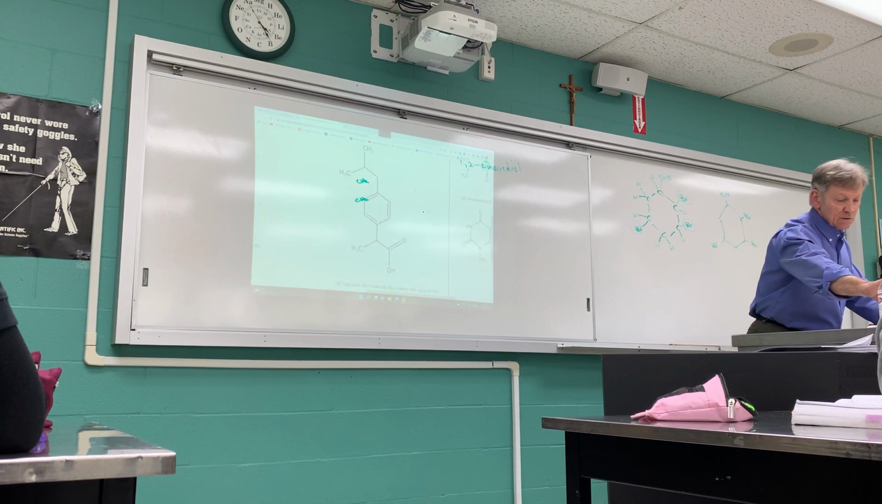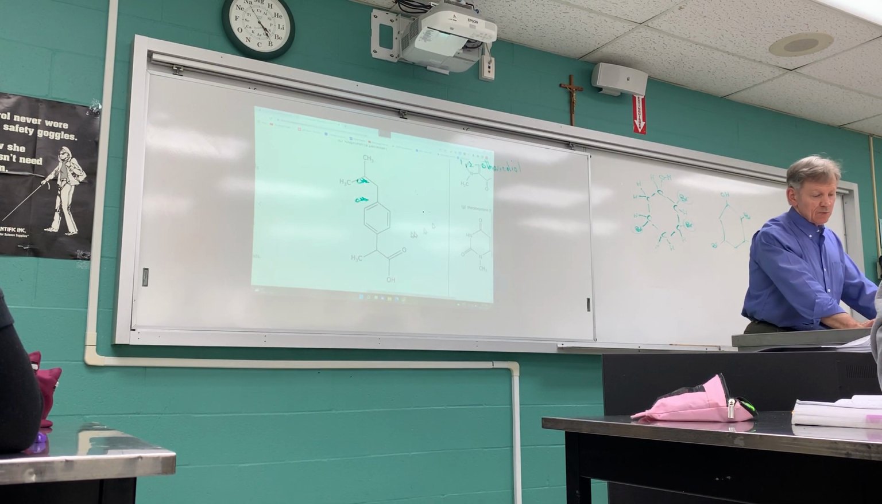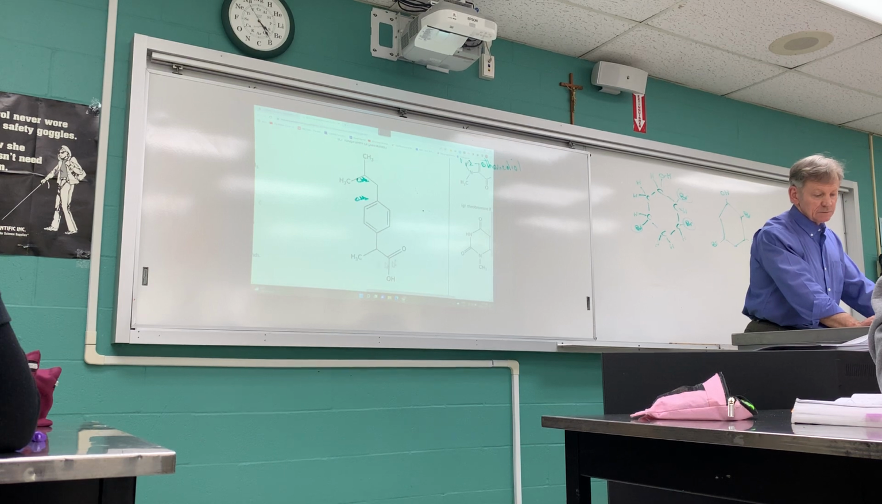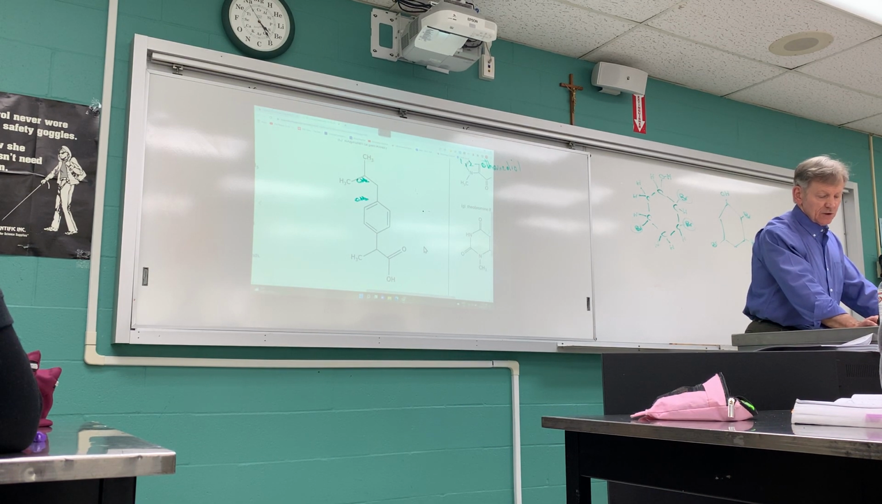This is ibuprofen. We've got an aromatic ring there. We have an acid portion here. That's really the only 2 functional groups. So we've got a carboxyl here and we've got an aromatic ring there.